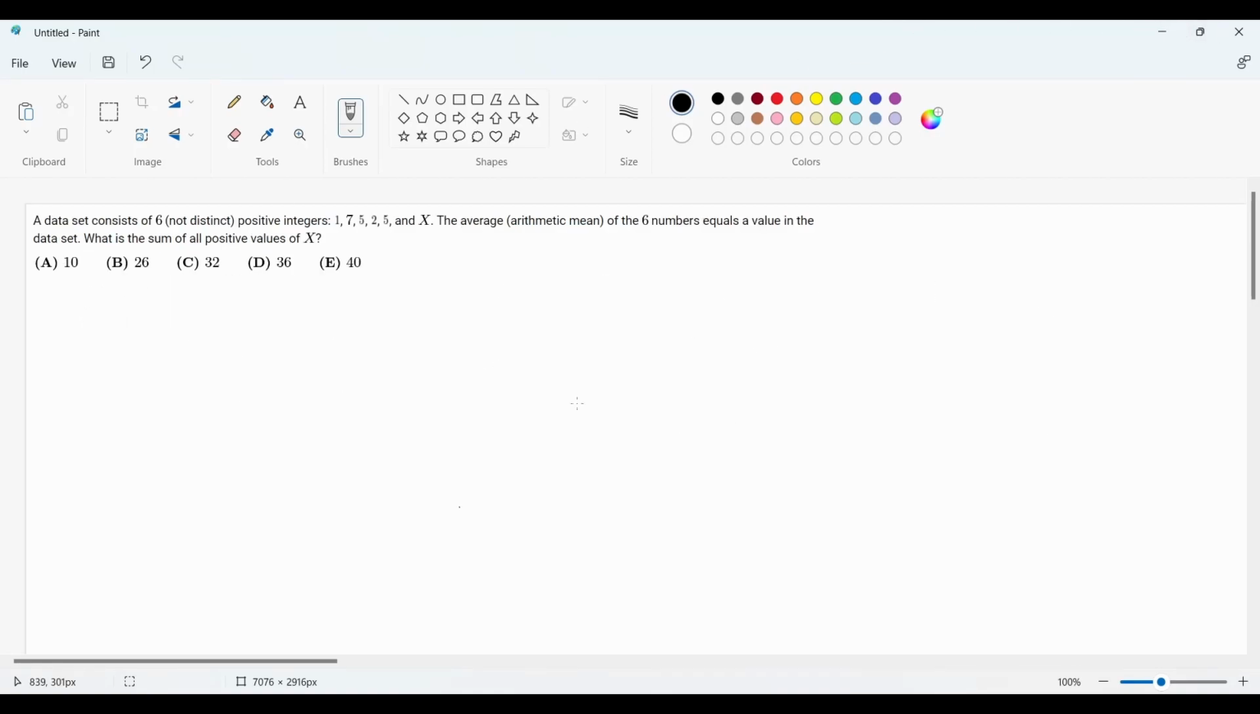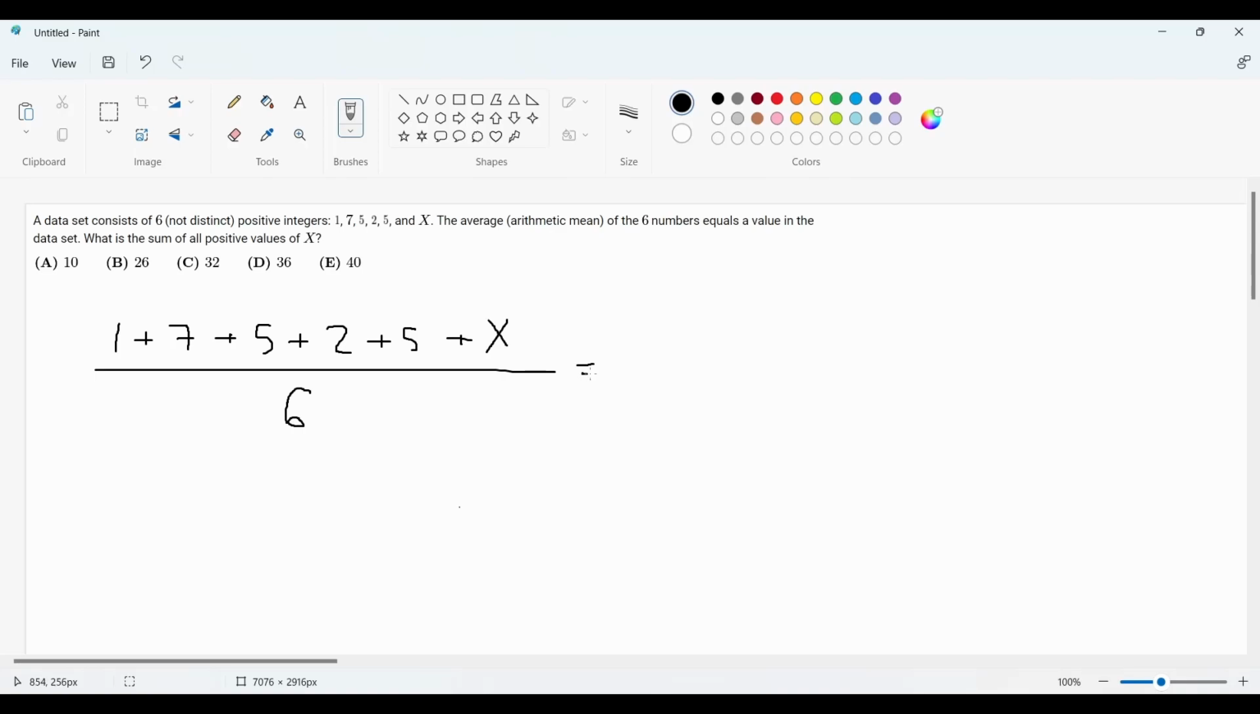We're on problem 8 now. A dataset consists of 6 not distinct positive integers 1, 7, 5, 2, 5, and x. The average, arithmetic mean, of the 6 numbers equals a value in the dataset. What is the sum of all positive values of x? Okay, so the arithmetic mean is going to be 1 plus 7 plus 5 plus 2 plus 5 plus x over 6.